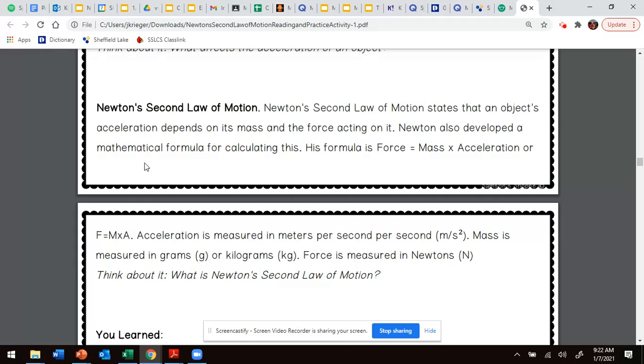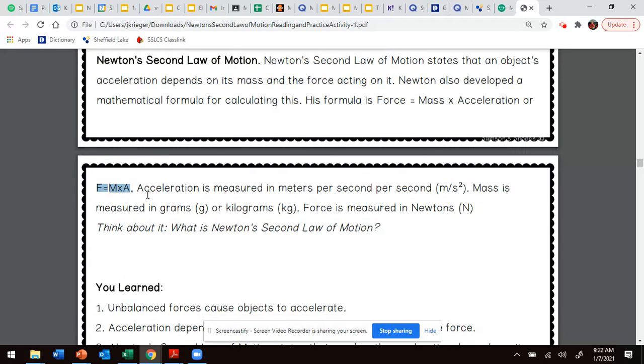Newton also developed a mathematical formula for calculating this. His formula says force is mass times acceleration, or just shortened, F equals m times a. The a stands for acceleration. It's measured in meters per second squared. You can shorten it by saying m per s squared. Mass is measured in the unit grams or kilograms.